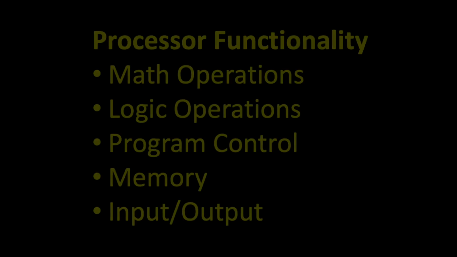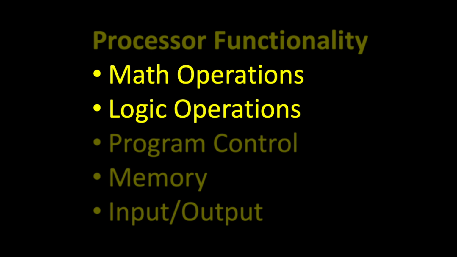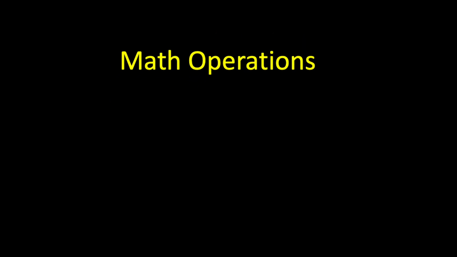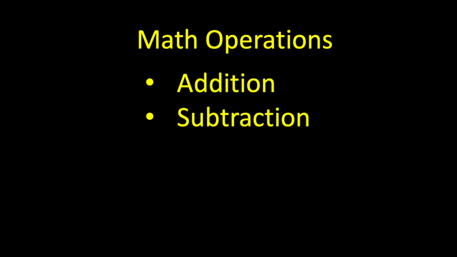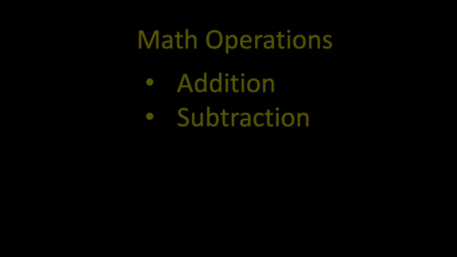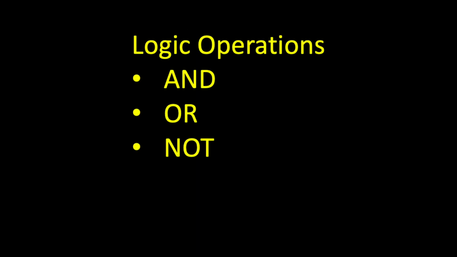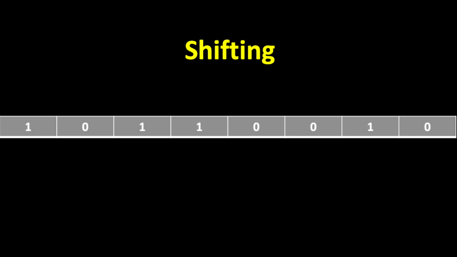The ALU performs a subset of the processor's functionality that deals with math operations and logic. Specifically, the math operations include addition and subtraction. The logical operations include mainly AND, OR, and NOT. We can also add one additional useful operation known as shifting, which moves the position of each bit sideways.